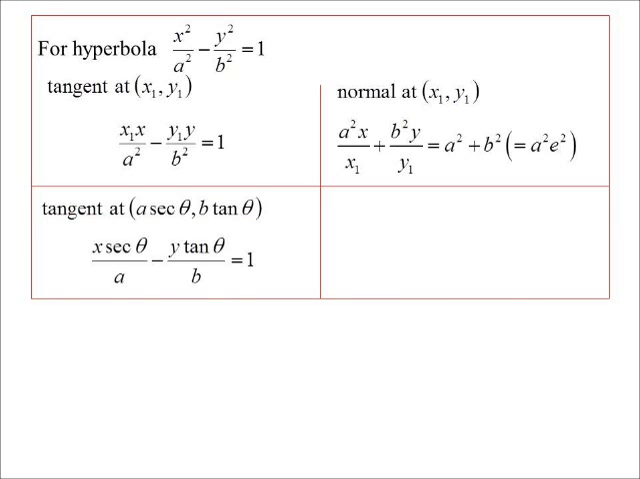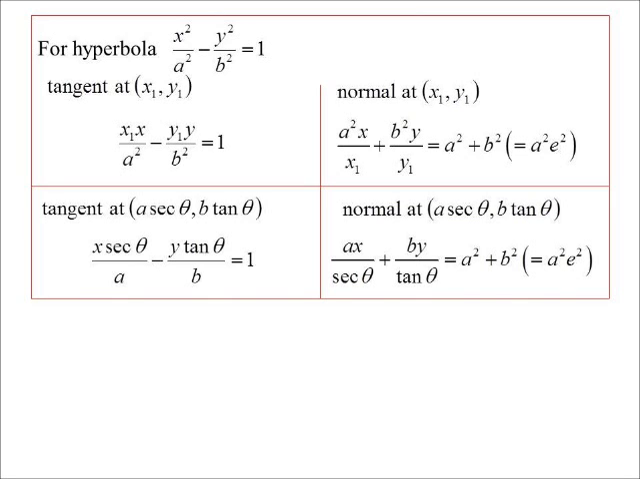In parametric form, we'll end up with x sec theta on a minus y tan theta on b. Again, very similar to what we saw with the ellipse. And the normal would turn out to be ax on sec theta. So again, you'll see the sec theta moves to the bottom and the a moves to the top, and same sort of pattern that we saw.